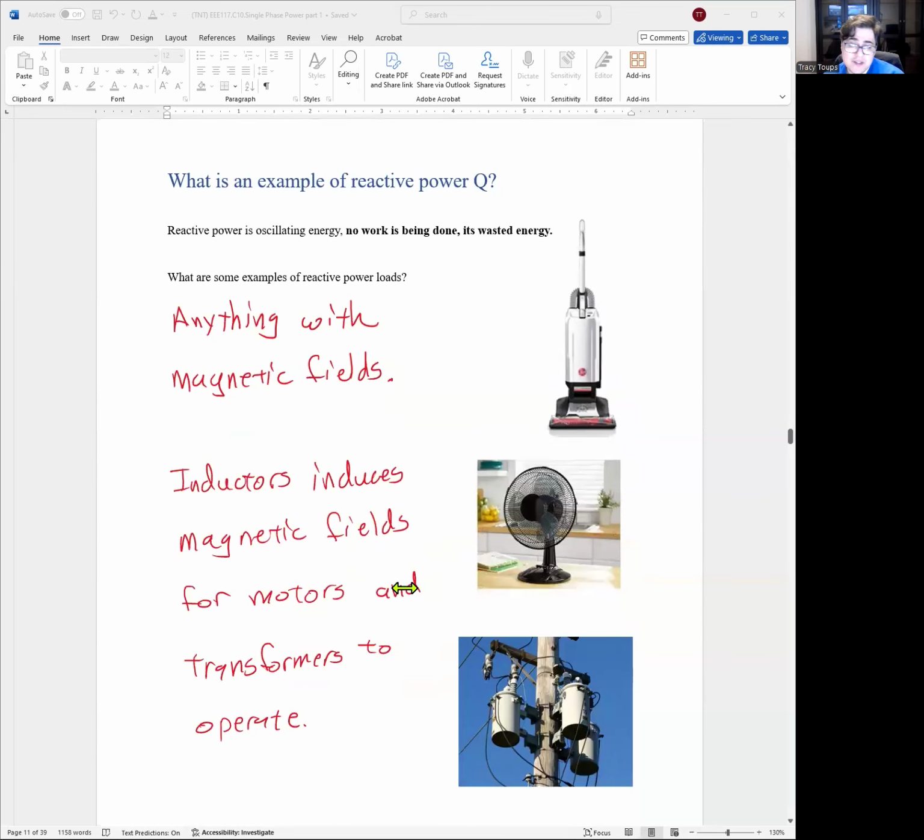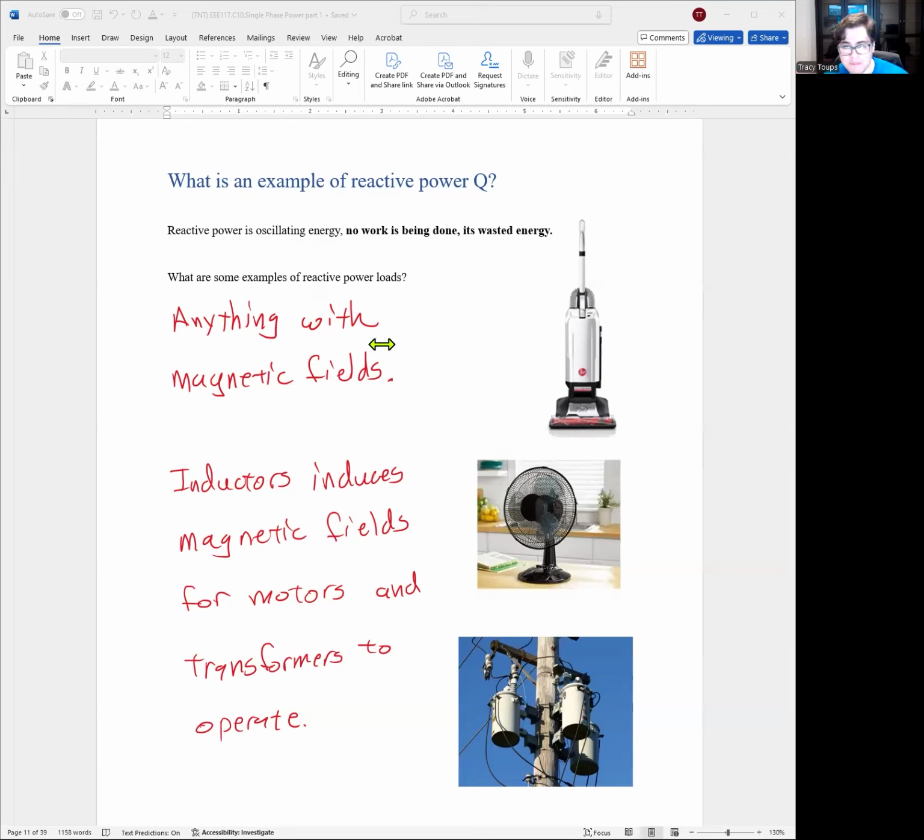What's an example of reactive power Q? That's a new thing we talked about today. Remember, reactive power is oscillating energy. It's that inductor swinging energy back and forth. No work is being done, but it still takes effort by the utility to power the magnetic field and depower it every cycle. So from a utility standpoint, we still have to put fuel in the generator. We still have to spend money to send current to you for reactive power, even though it's not doing any work. Now, first thing someone will say is that's stupid, it's wasting energy. Why would they ever use it?